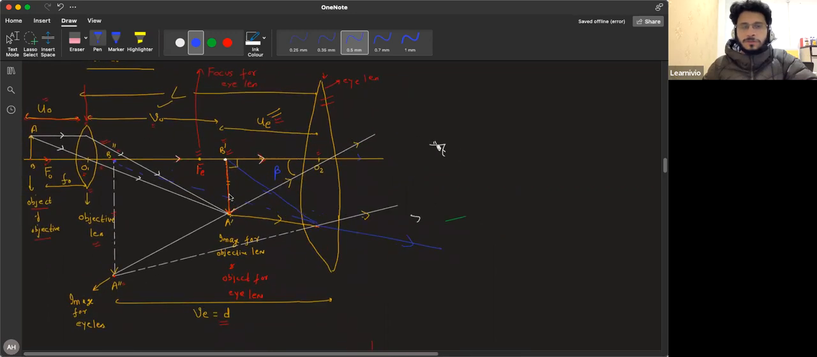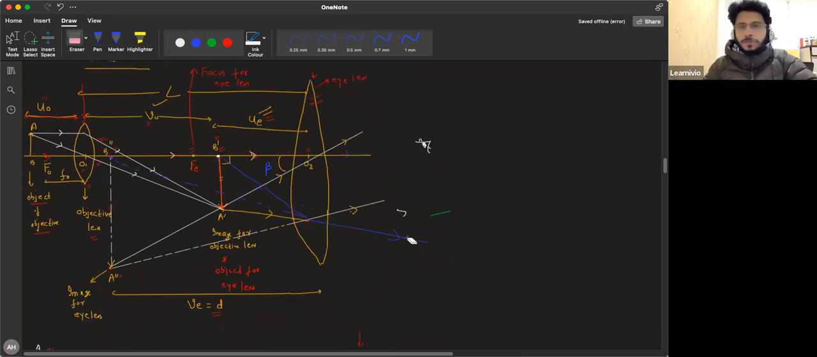But just to keep this ray diagram simple, there are already too many rays in it. Usually authors don't show these rays, but they exist. And just one more thing: this A double prime, B double prime could be in between these two lenses or it could be beyond these lenses.